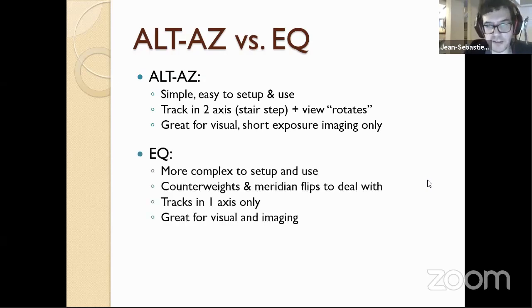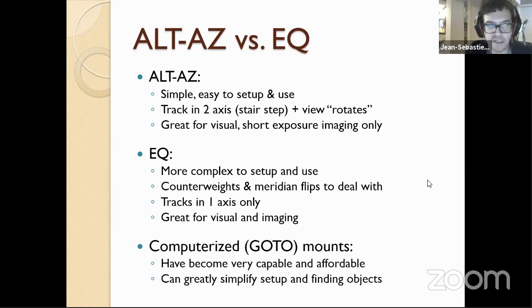Equatorials are more complex to set up and use. They require counterweights. There are also meridian flips to deal with. I won't really get into that, but that's just as your telescope is pointing at a certain point of the sky, you have to flip your telescope around, otherwise the telescope may interfere with some of your equipment or the mount. It only needs to track in one axis, and it's great for visual and imaging. And either of these two setups can be set up with go-to mounts, so they're very capable and affordable. It's easy to set up and start finding objects.